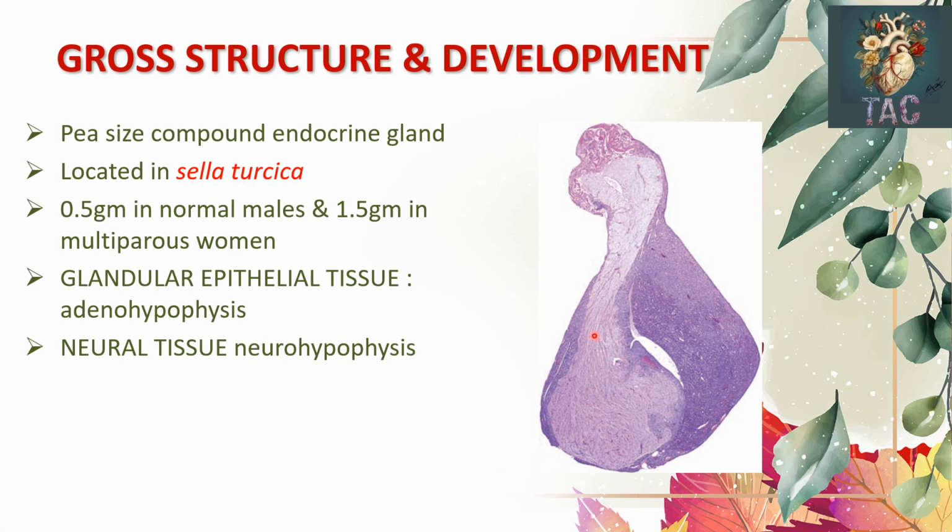the Rathke's pouch of the pharyngeal foregut, and the neural tissue derived, the neurohypophysis, derived as the downward growth of the floor of the fourth ventricle, that is the diencephalon. So embryologically it has two different origins. It is a compound endocrine gland, which is pea-sized, about 0.5 gram in males and 1.5 grams in females, and this is the master gland of the human body.